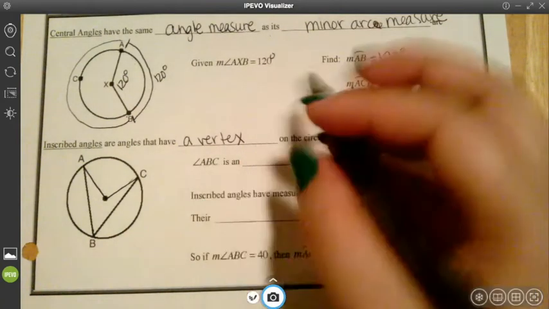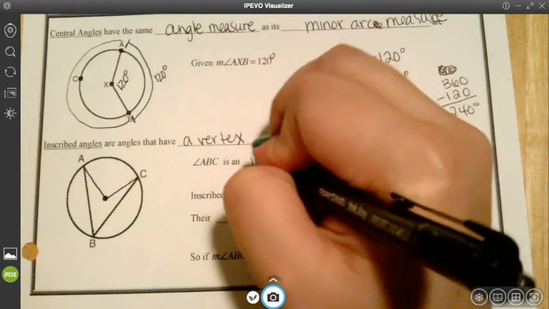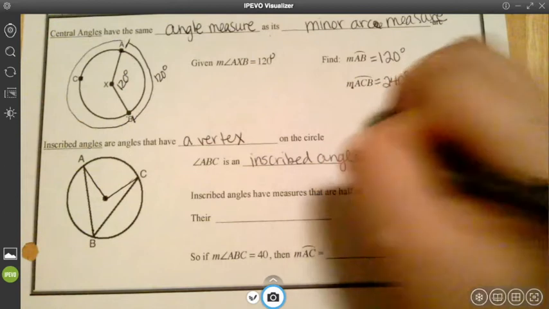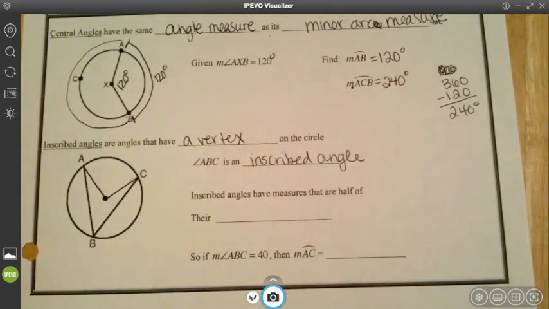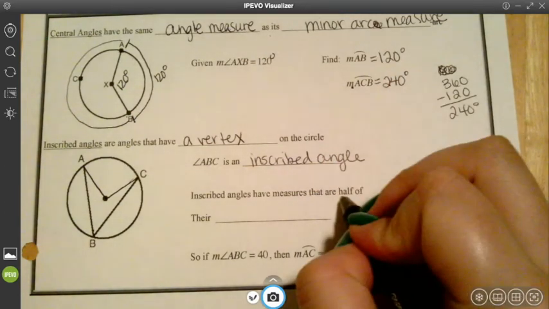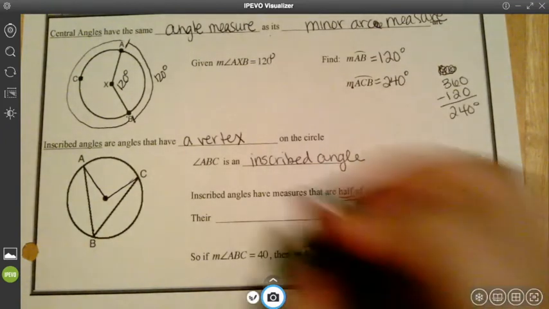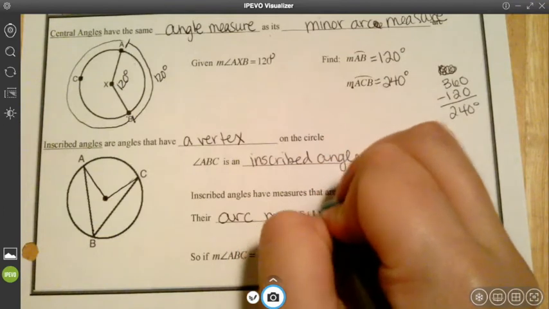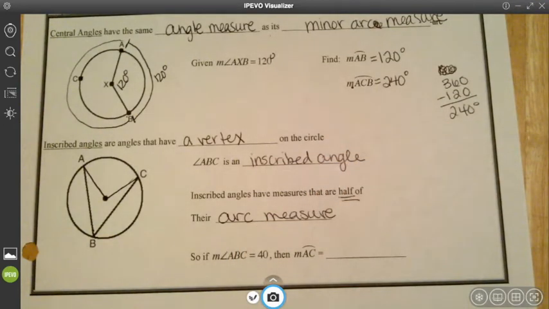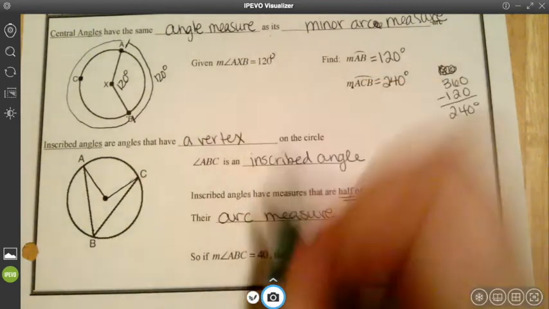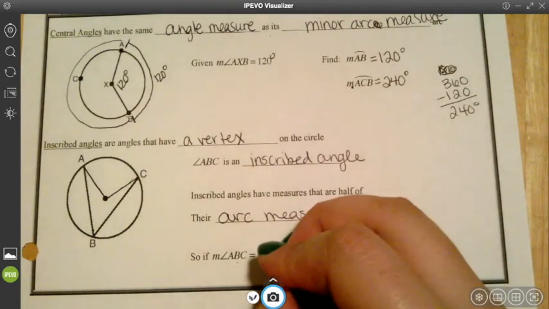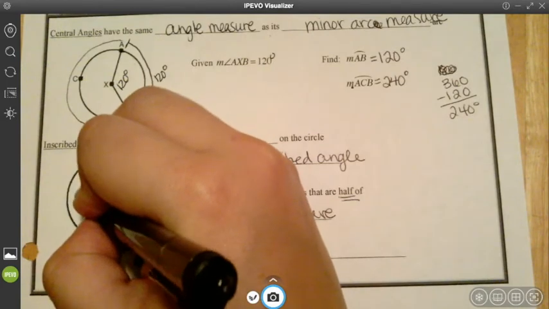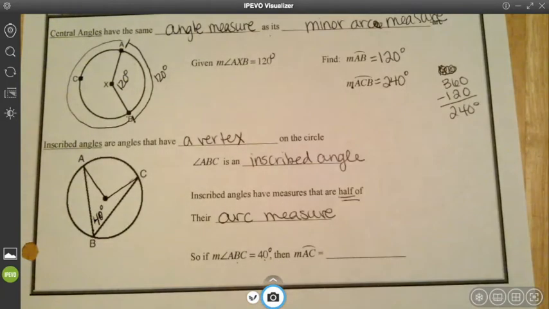So angle ABC is called an inscribed angle. Inscribed angles have measures that are half of their arc measure. So if we start with angle ABC, having a measure of 40 degrees, mark it on the diagram. ABC has a measurement of 40 degrees.